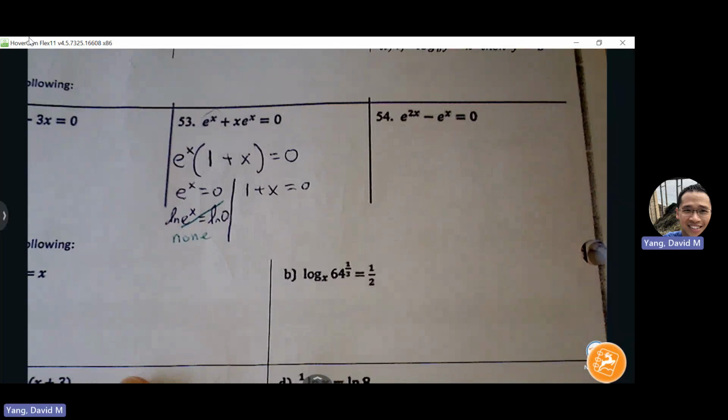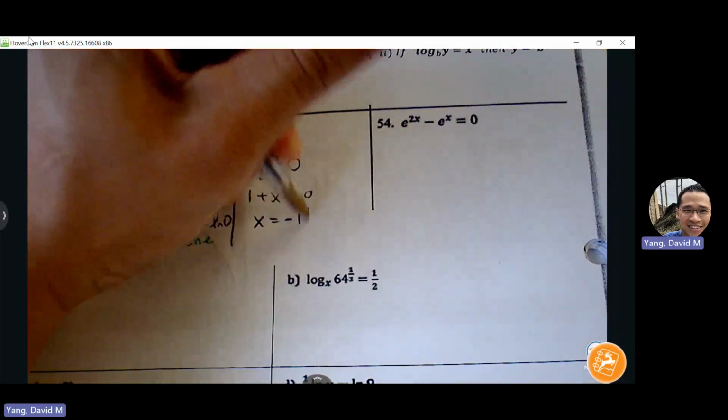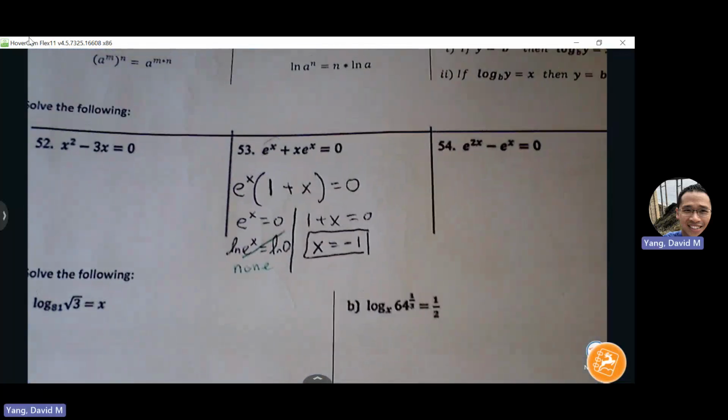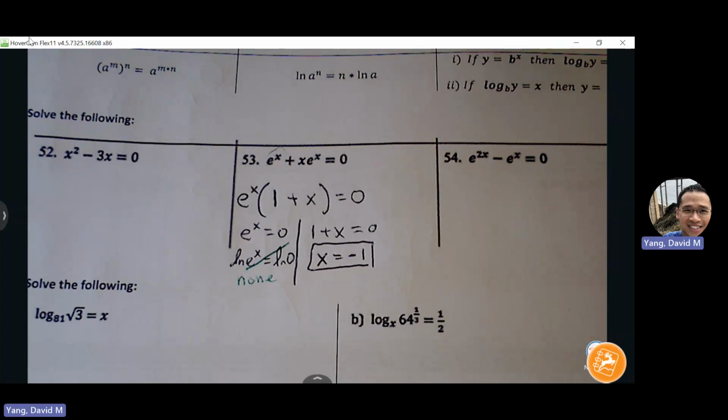1 plus x equals 0. X equals -1. Yeah. So the e to the x equals 0, not like the last one, it wouldn't equal. We know e to the 0 is equal to 1, but e to the x is equal to 0.